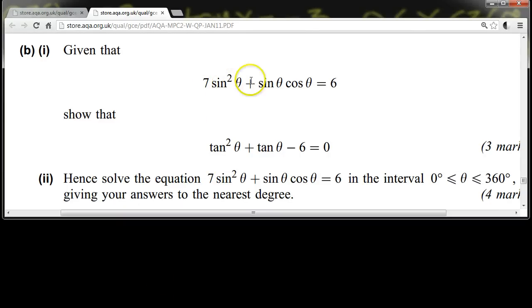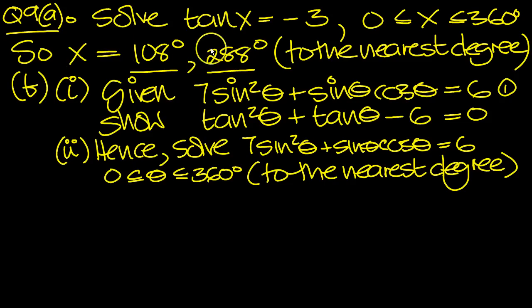Given that 7 sin squared theta plus sin theta cos theta equals 6, show that tan squared theta plus tan theta minus 6 equals 0. Hence, solve the equation 7 sin squared theta plus sin theta cos theta equals 6 in the interval of theta between 0 and 360, giving your answers to the nearest degree. So I've kept part A here, because it might come in handy. Here's part B. So part 1 then. Let's have a look at this.